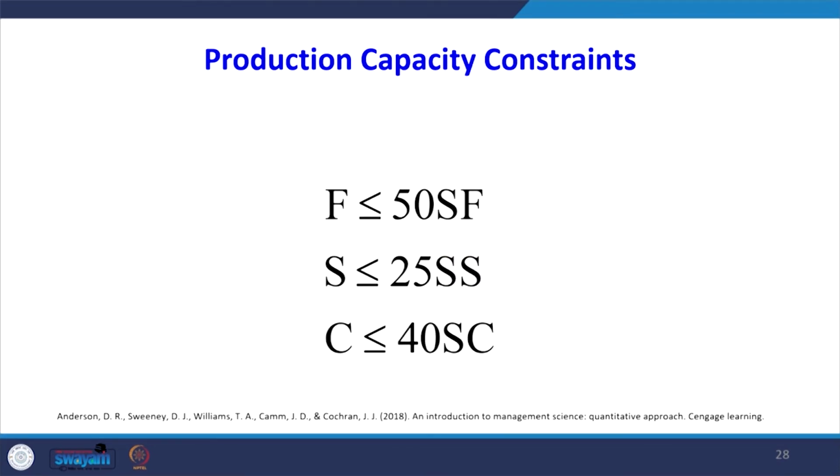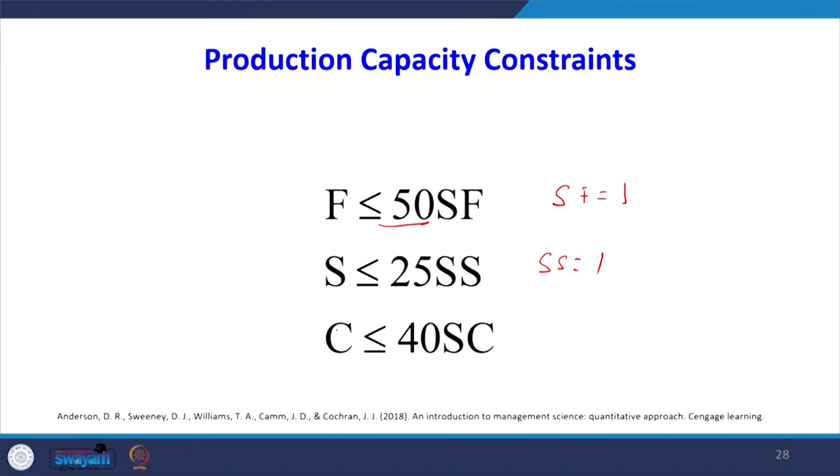The next part, which is very interesting, is to introduce capacity constraint. F less than or equal to 50 SF. What is the meaning of this? If the value of SF is 1, the maximum number of products in the F category is only 50. If the value of SS equal to 1, the maximum production possible is only 25, that is why S less than or equal to 25 SS.